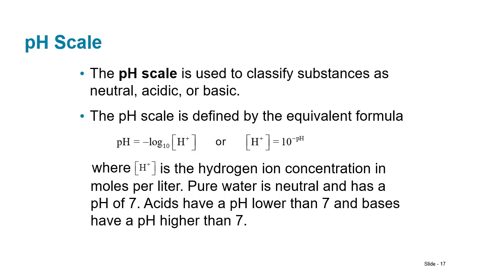The pH scale is another way to classify substances as either neutral, acidic, or basic, and the pH scale is also something that uses logs. So your pH is equal to the negative log of H plus, where H plus is the hydrogen ion concentration in moles per liter. Again, a lot of gobbledygook. It just means moles per liter, where a mole is a unit of measure, and a liter, of course, is a unit of measure. Pure water is neutral and it has a pH of 7. Acids have a pH lower than 7 and bases have a pH higher than 7.